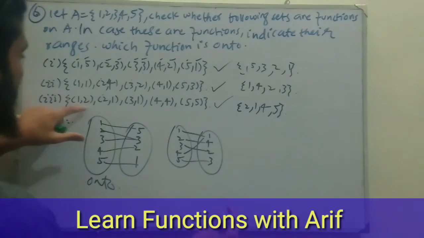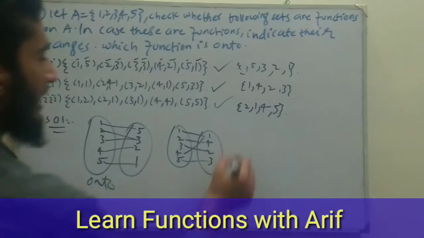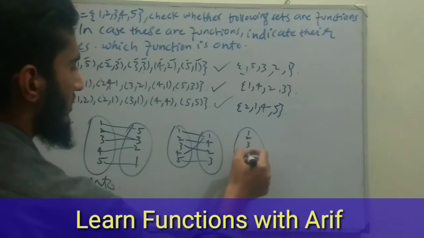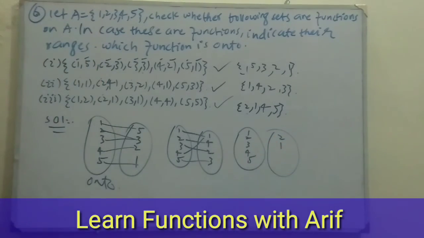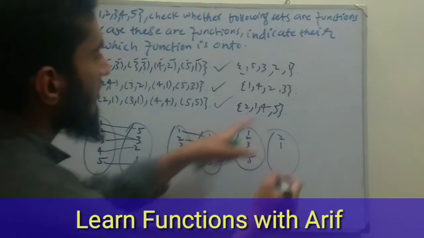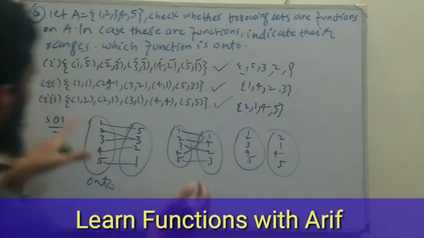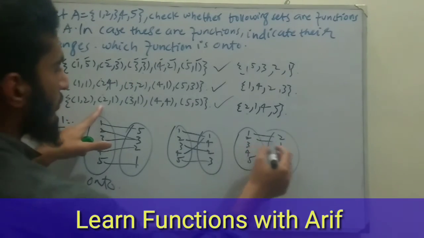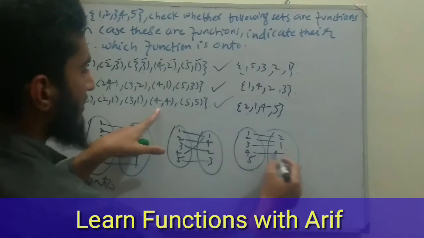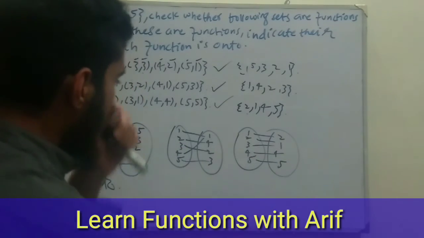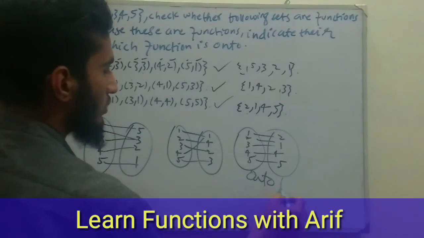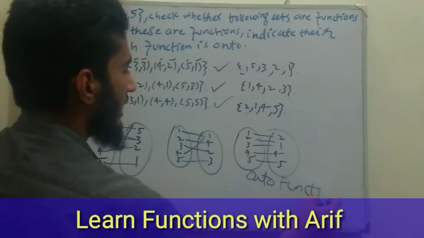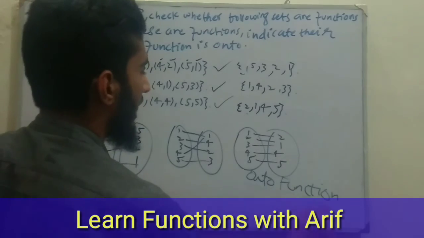After this, taking the last one, the domain is 1, 2, 3, 4, 5, and our range is 2, 1, 4, 5. So here 1 is mapped with 2, 2 is mapped with 1, 3 is mapped with 1, 4 is mapped with 4, and 5 is mapped with 5. Here each and every element is mapped. It means that this is also an onto function. So all 3 of the relations satisfy the onto function.